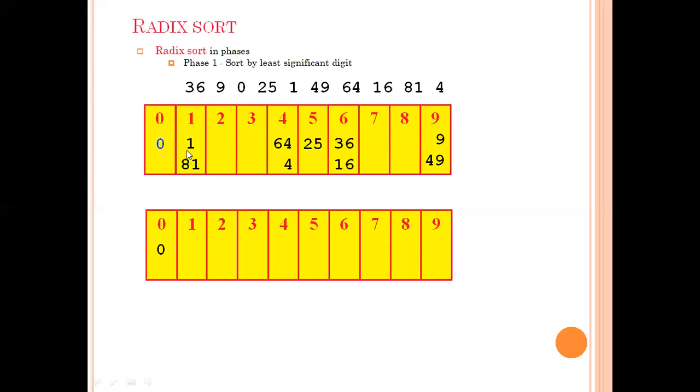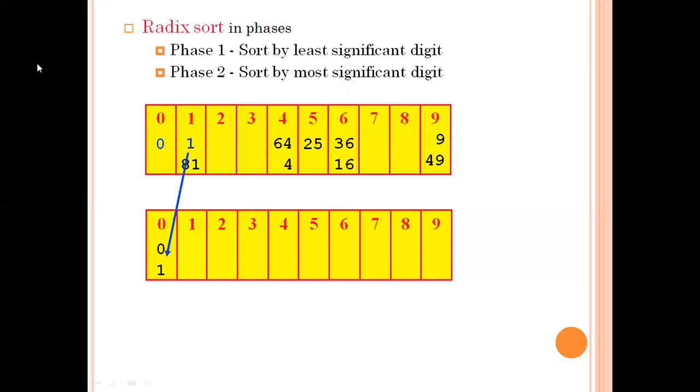So now, according to this, we will rearrange. After phase 1, by sorting on the least significant digit, we will have 0, 1, 81, 64, 4, 25, 36, 16, 9, 49. So we sorted according to the least significant digit. Now in phase 2, we have just two-digit numbers, so in the next phase we will sort by the most significant digit, that is the tens digit.